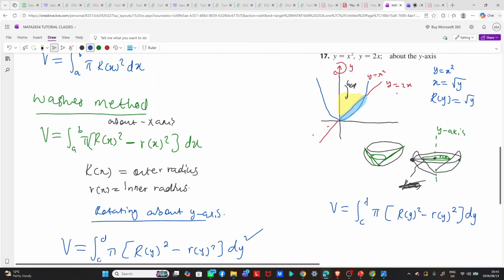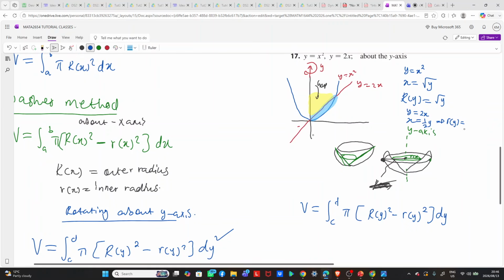Then the inner one is formed by this line, y equals 2x. So we have y equals 2x, which means x equals 1 over 2 y. And this implies our small r of y is just 1 over 2 y. So this is our small r of y, and that is our big R of y. Then we substitute the things.